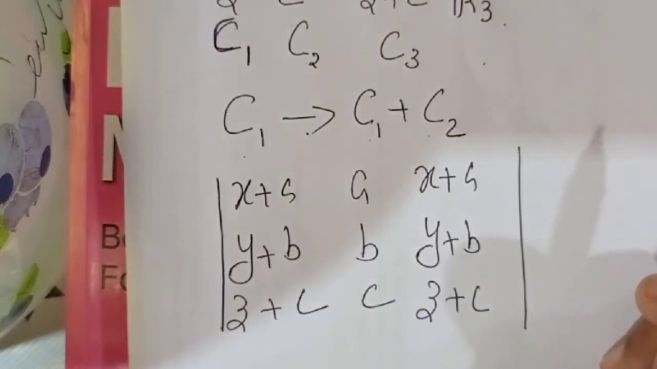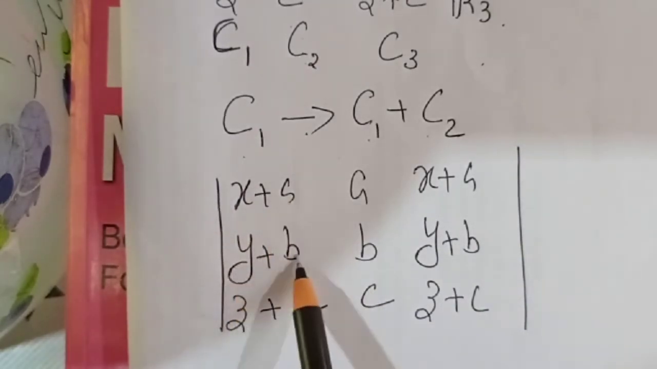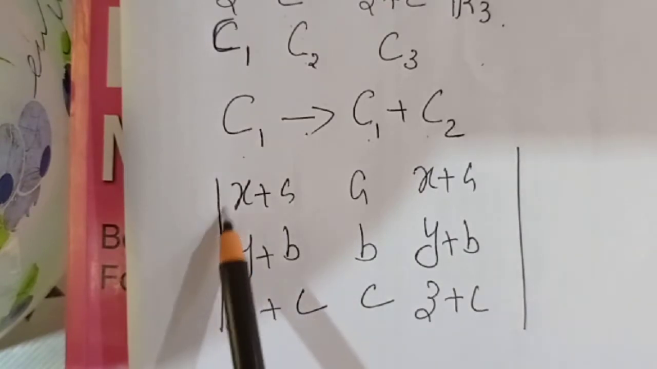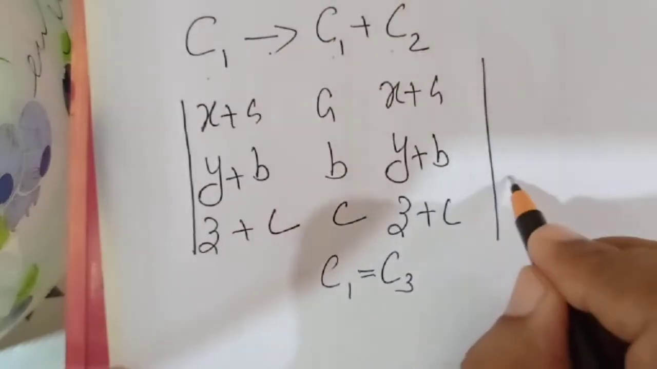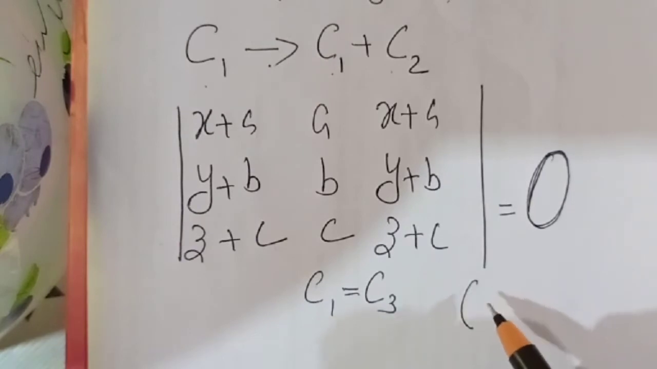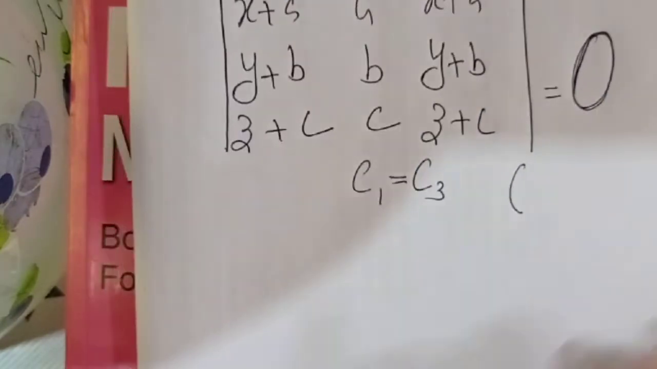Now, can you say the first property of the determinant? Read the first property: if any 2 rows or columns are identical or same, then the value of the determinant is 0. Look here. The first column is x plus a, y plus b, z plus c, and the last column C3 is also x plus a, y plus b, z plus c. That means C1 equals C3. 2 columns are identical. Therefore, automatically the value of the determinant is 0. Within bracket, write 2 columns are identical. Property 1: the value of the determinant is 0. Understand? Okay.